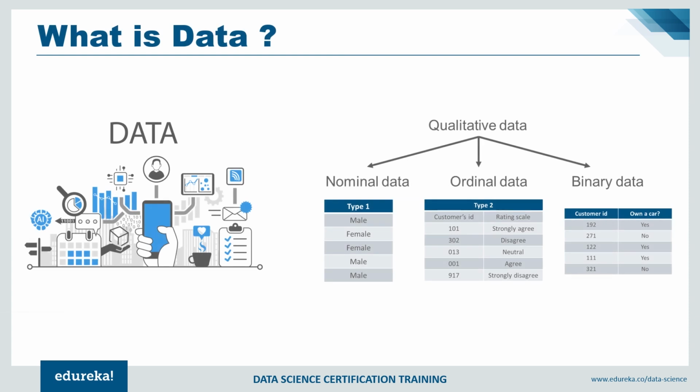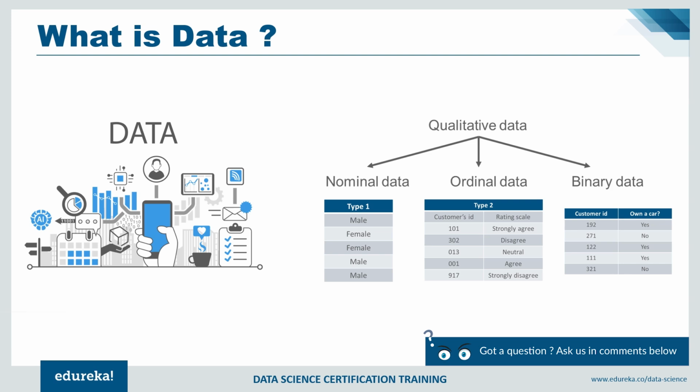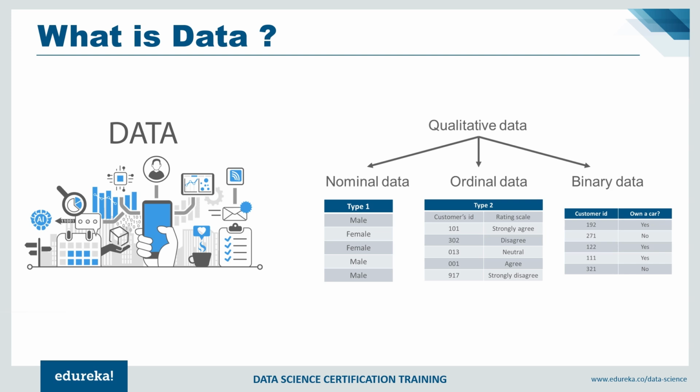Data in general terms refers to facts and statistics collected together for reference or analysis. When working with statistics, it's important to recognize the different types of data. So data can be broadly classified into numerical, categorical, and ordinal. Now, data with no inherent order or ranking, such as gender or race, is called nominal data. As you can see in type 1, we have male, female, male, female. That is nominal data. Now, data with an ordered series is called ordinal data. As you can see here, we have an ordered series where we have the customer IDs and the rating scale.